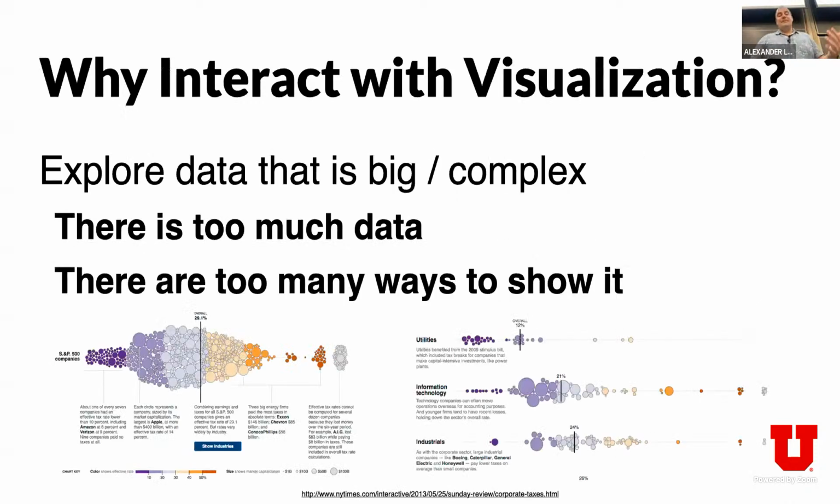This is an example that we looked at, this New York Times visualization for these budget proposals, and the cool interaction here was to be able to dynamically facet by industry.